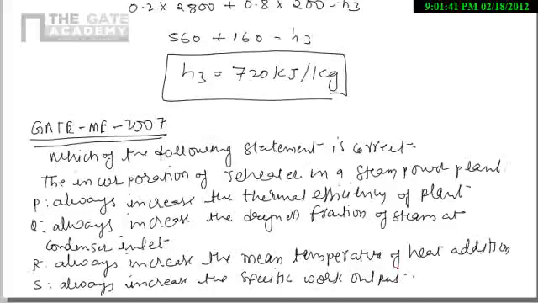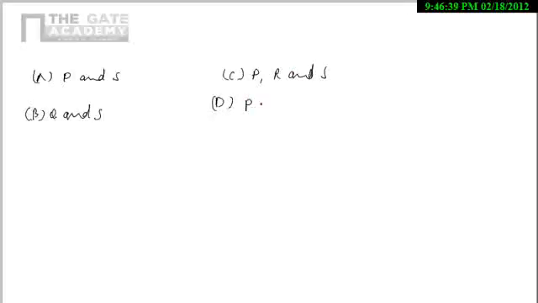So these are the four options, and now I will give the options. From them we have to choose the correct one. The choices for these questions are A, P and S; B, Q and S; C, P, R and S; and D, P, Q, R and S.